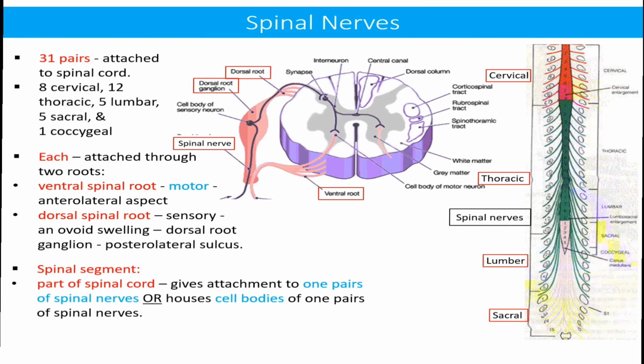Spinal segment is the part of the spinal cord which gives attachment to one pair of the spinal nerves, or it is the part of the spinal cord which houses cell bodies of one pair of spinal nerves.